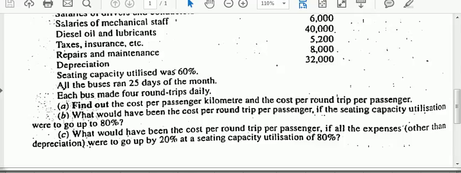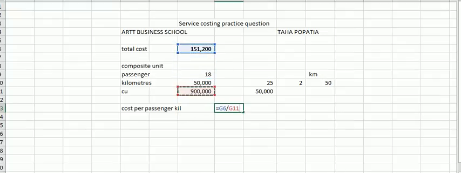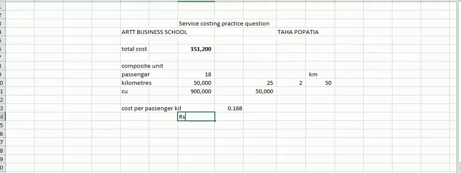So the first requirement A was to find out the cost per passenger kilometer. The cost per passenger kilometer should be the total cost, which is 151,200, divided by the composite unit, which is 900,000. It should be 0.168 rupees per passenger kilometer. This is the answer for part A.